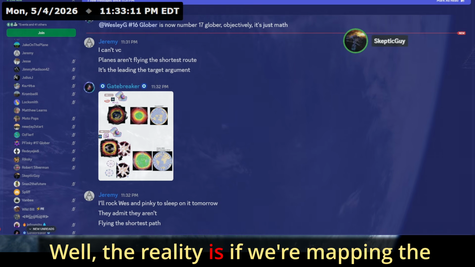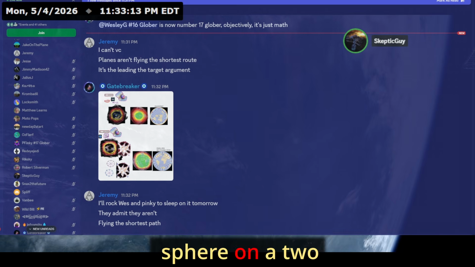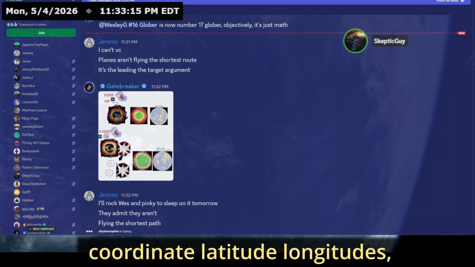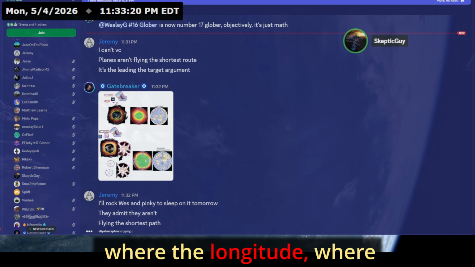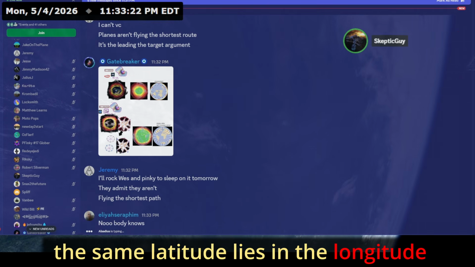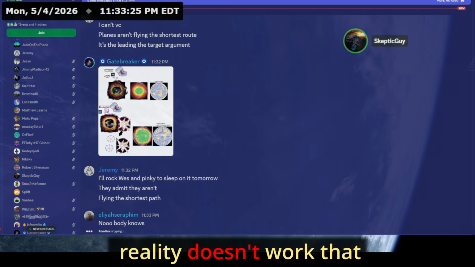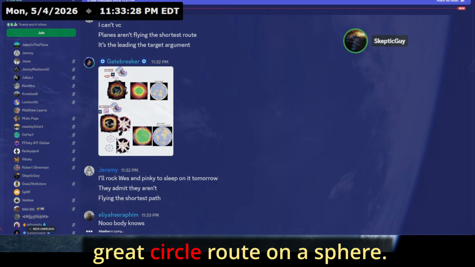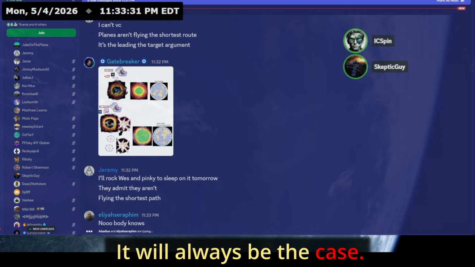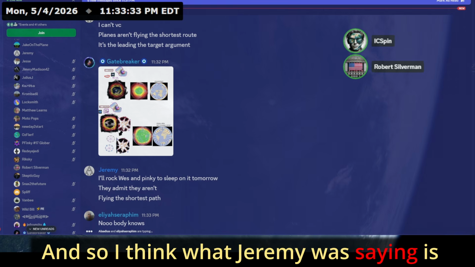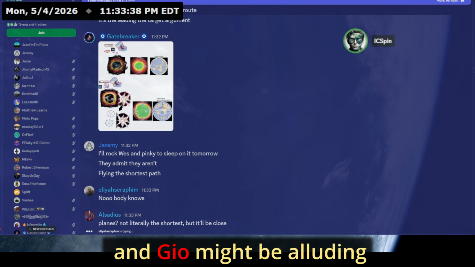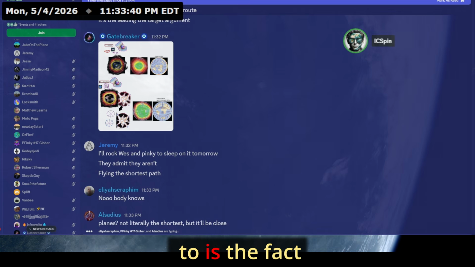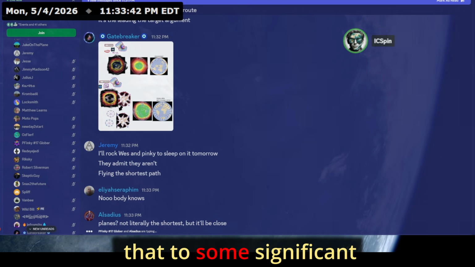Well, the reality is, if we're mapping the sphere on a two-coordinate latitude and longitude, the shortest path is never going to be where the same latitude lies and the longitudes intersect, because reality doesn't work that way. It's always going to be the great circle route on a sphere. It will always be the case. And so I think what Jeremy was saying, and Geo might be alluding to, is the fact that it deviates from that to some significant degree.